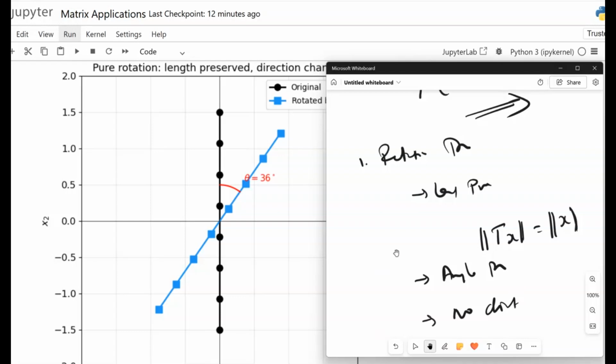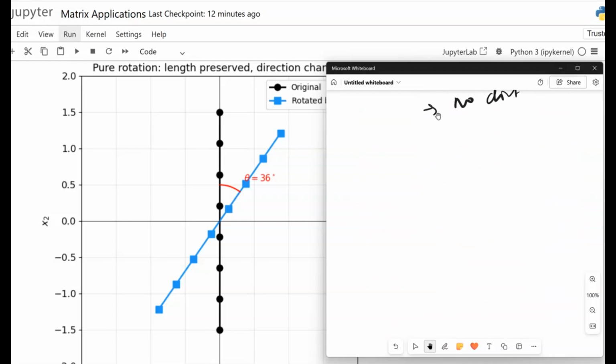Coming to the geometric effect, the second thing we are going to discuss. The original points lie on a vertical line. After the transformation, the line rotates by 36 degrees. The line rotates, and the distance between each point remains unchanged. The orientation changes, but not the shape. The shape remains the same.